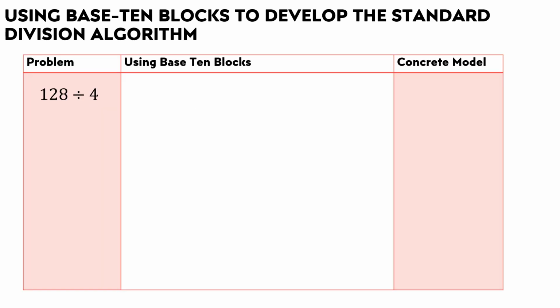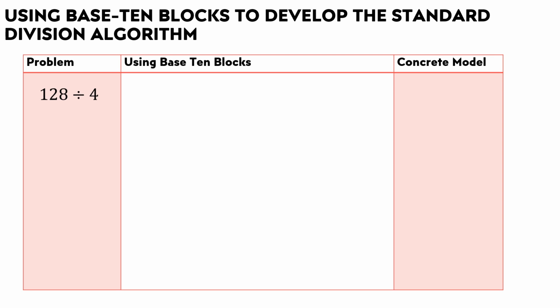All right, so let's look at how we can use base 10 blocks to develop our standard division algorithm. Let's say that we have this problem, 128 divided by 4. Now, when you are demonstrating this division algorithm with base 10 blocks, you always want your divisor to be smaller. You don't want to have a large divisor, and you're going to see why in just a second. But I'm going to start by just using my base 10 blocks to represent my dividend 128.